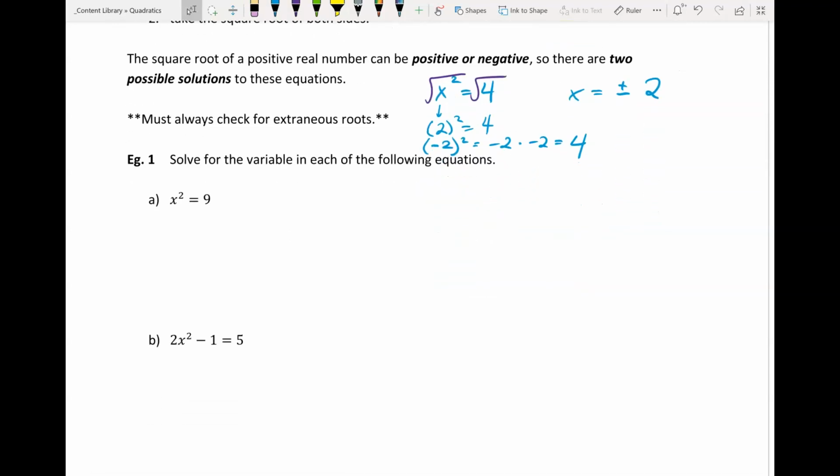Let's try the first example. It's very similar to the one I just showed you. You want to take the square root of both sides to isolate x. We know the square root of 9 is 3, and because we're taking the square root of both sides, there's a plus and minus in the front.